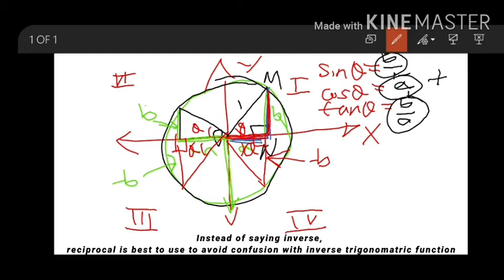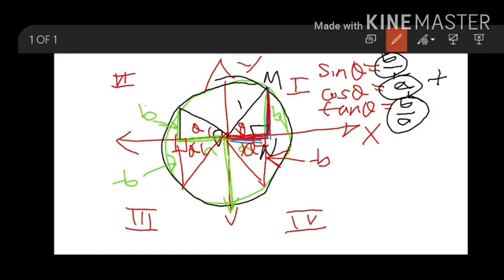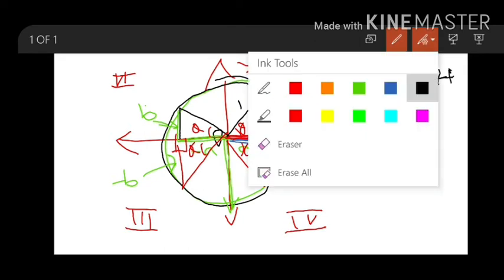That means the inverse of these trigonometric ratios: the inverse of tan theta is cot theta, the inverse of cos theta is sec theta, the inverse of sin theta is cosec theta. All the rest of the trigonometric ratios will also give the same positive value. So all the values of trigonometric ratios in the first quadrant are positive. Okay, this is positive. Similarly, let's take the second quadrant.